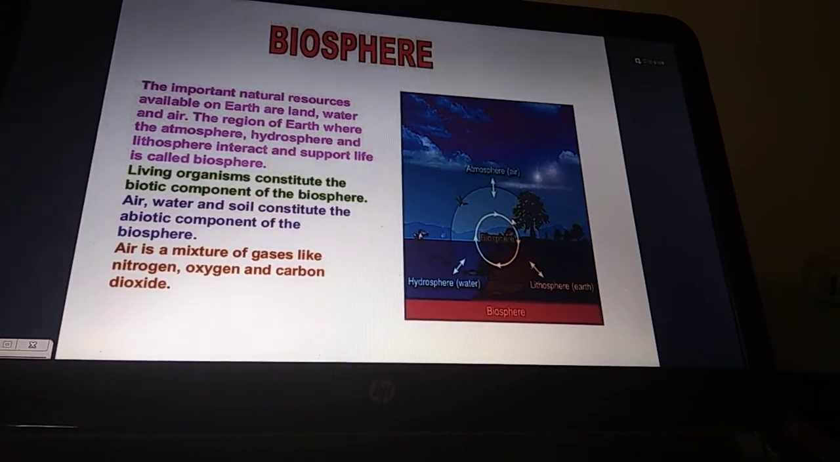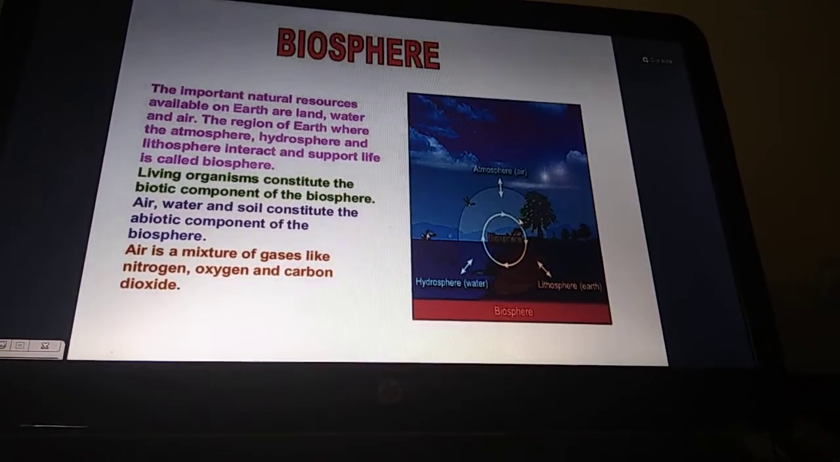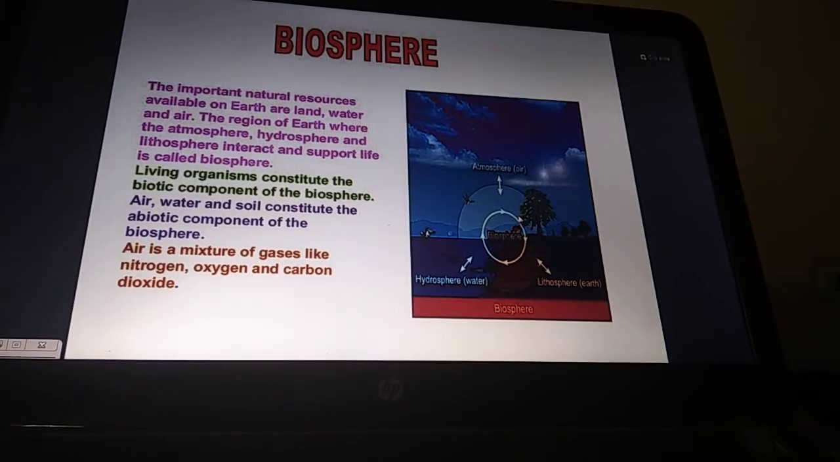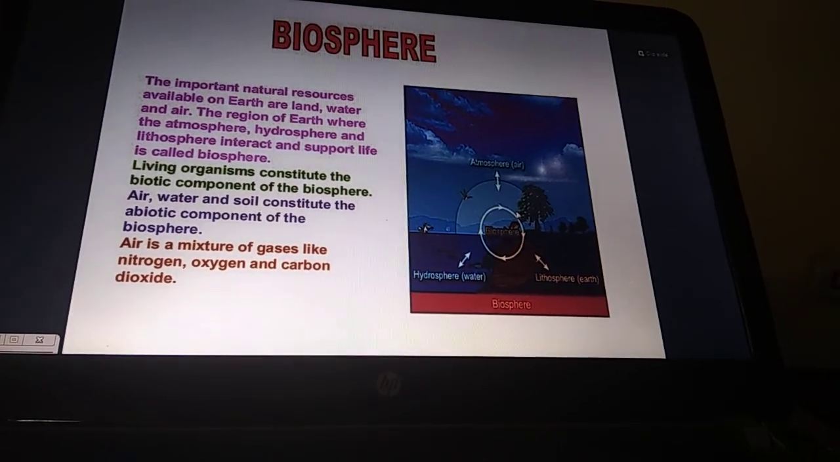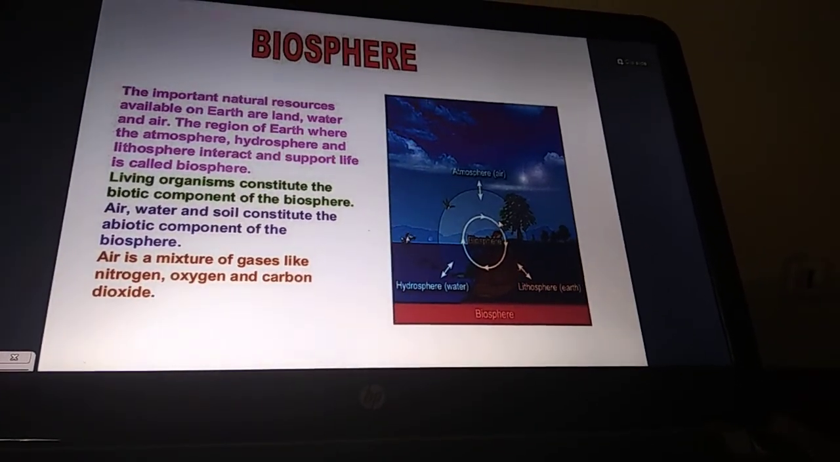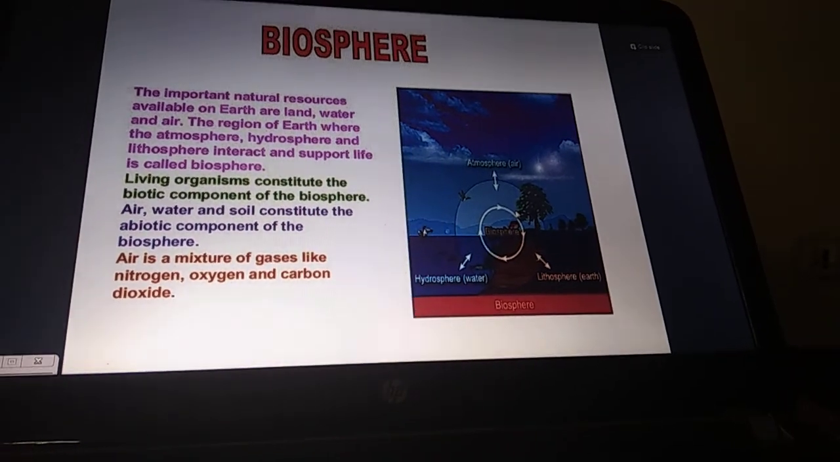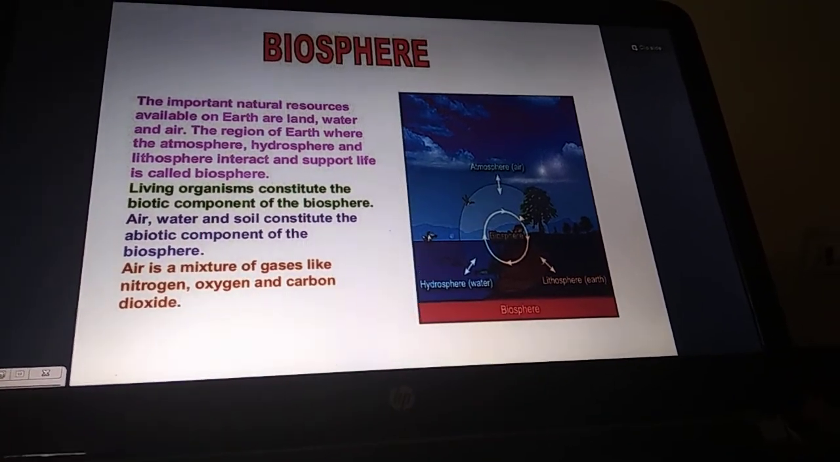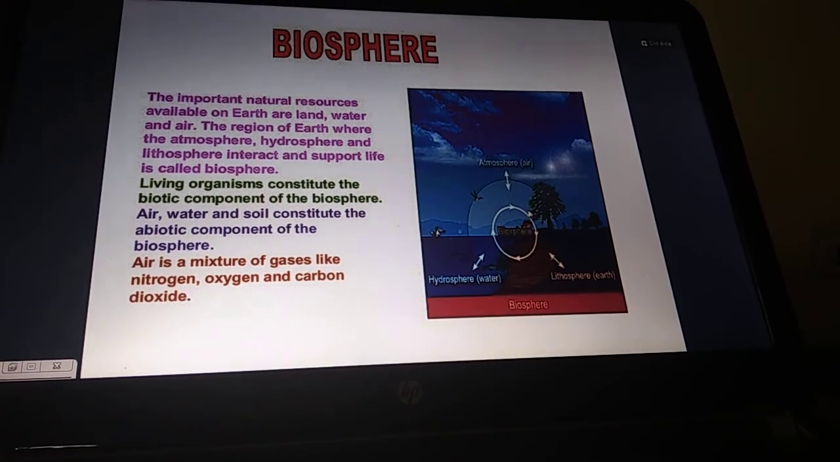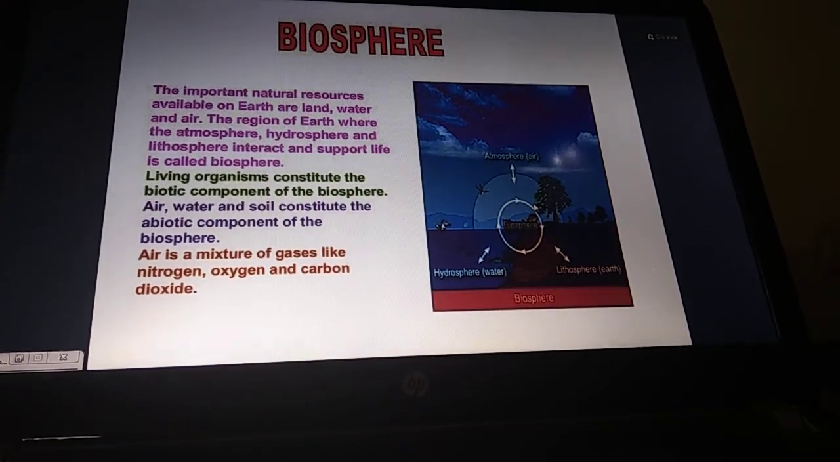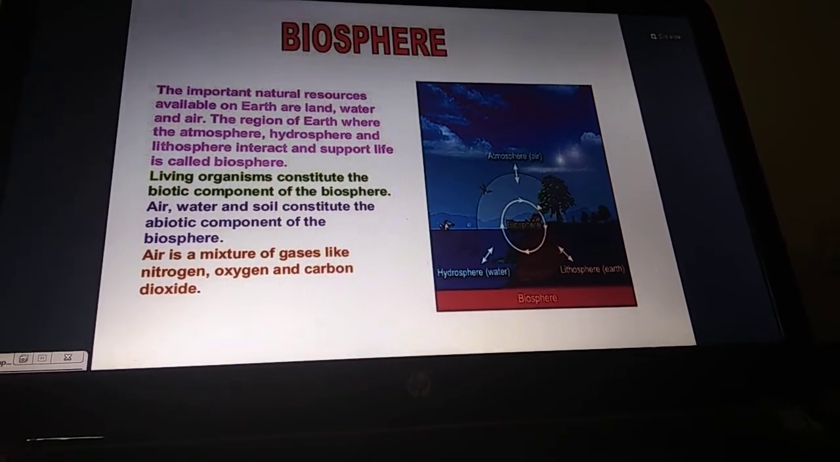Children, let us start our new chapter of natural resources. As you know, this chapter is only for internal assessment. This will not be asked in your final exam. This is only for assignment project purpose. So let us continue with this chapter.